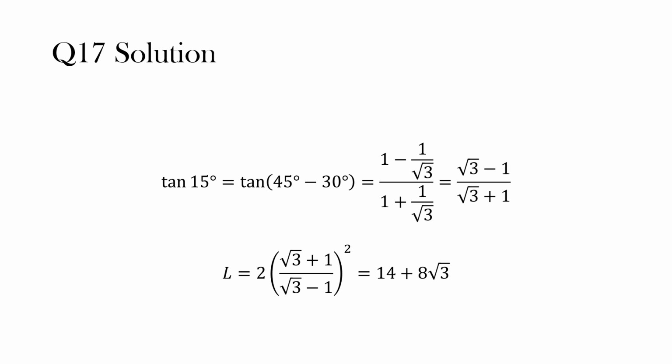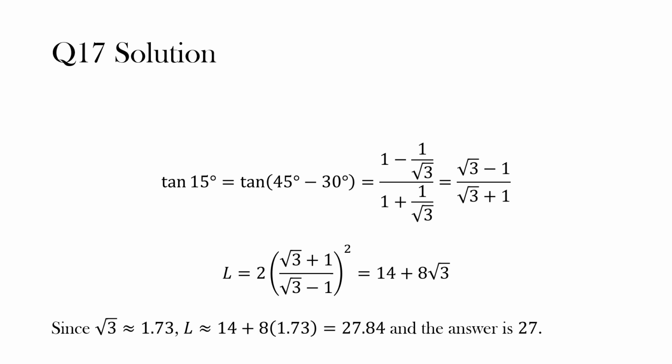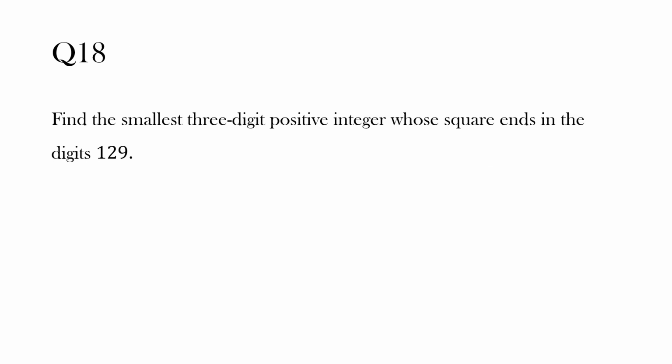So it only remains to expand this expression and rationalize the denominator, and you will get 14 plus a root 3. We are asked to find the floor of L. So we can use the approximation root 3 is about 1.73. Since we are using 2 decimal places, the difference between root 3 and 1.73 will not affect the floor. So we can get the answer is 27.